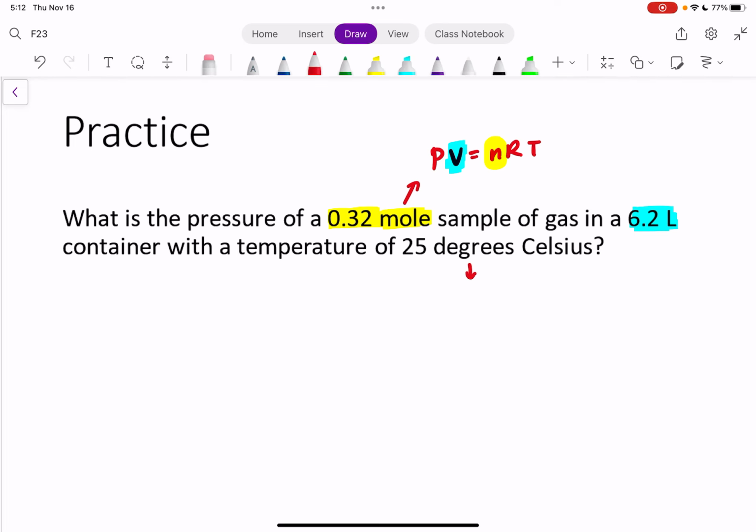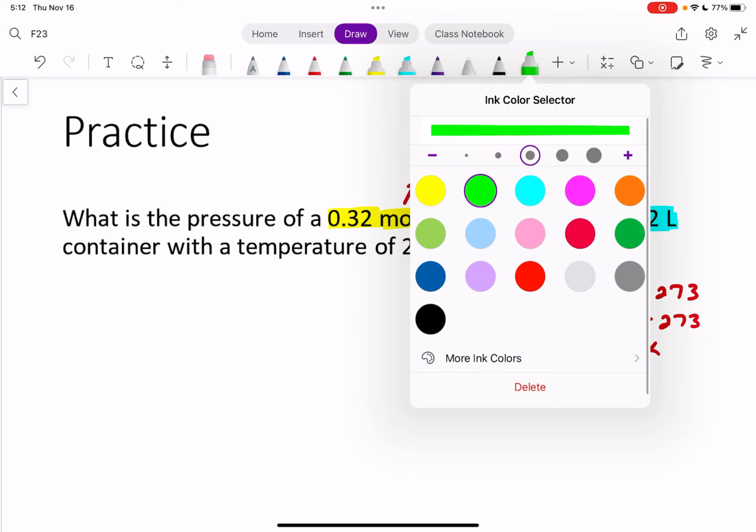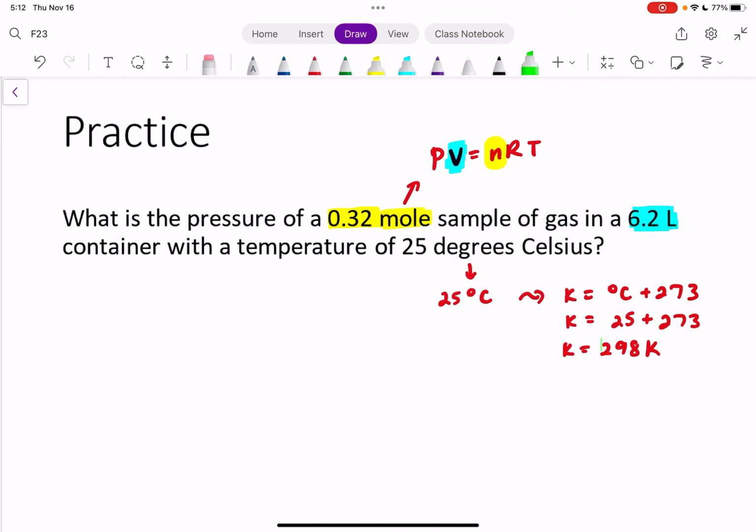So 25 degrees Celsius. We said that for Kelvin, we have to add 273. So that's going to be 25 plus 273, which is 298 Kelvin. So let me go ahead and highlight that. That's our temperature.